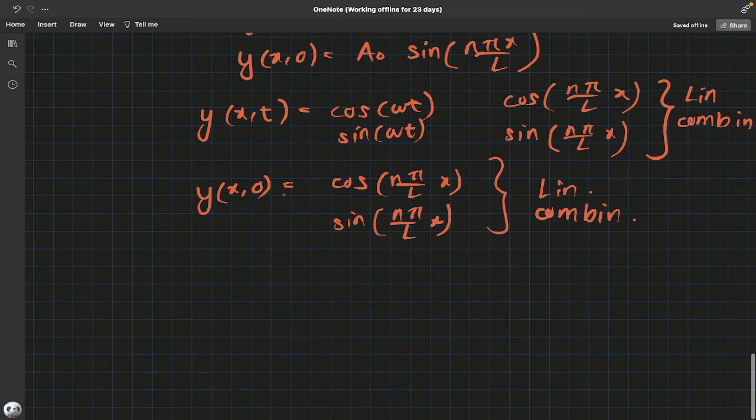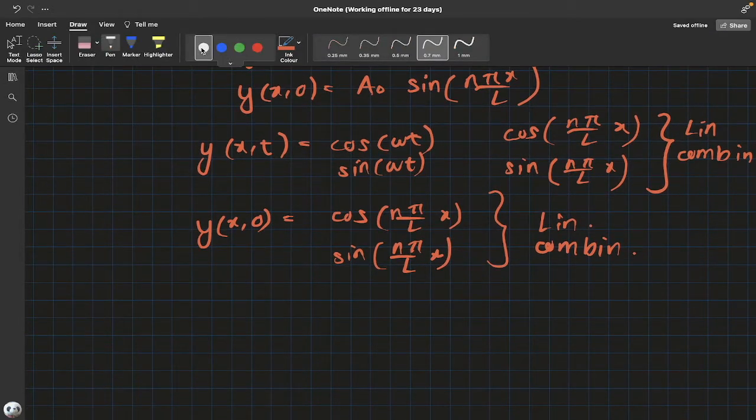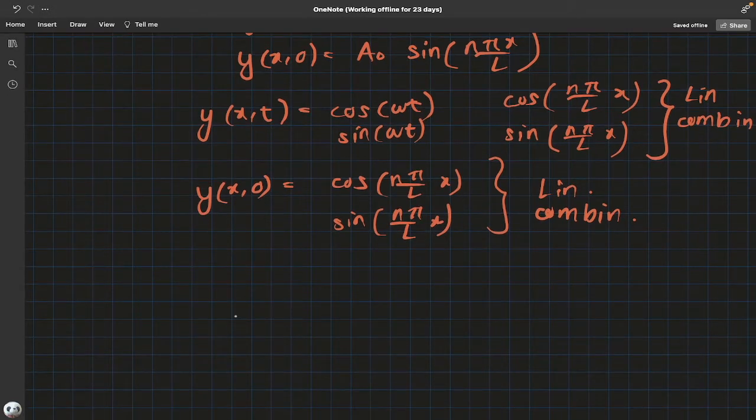Assuming we set the initial conditions, what if we have a problem where we're actually plucking a guitar now? So we have something like this. This is the horizontal. We pluck the guitar initially like this, a weird shape. We pluck it here.